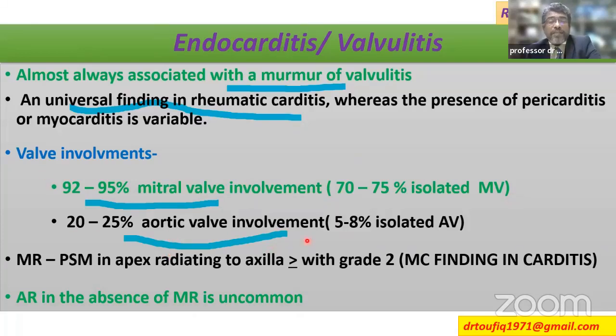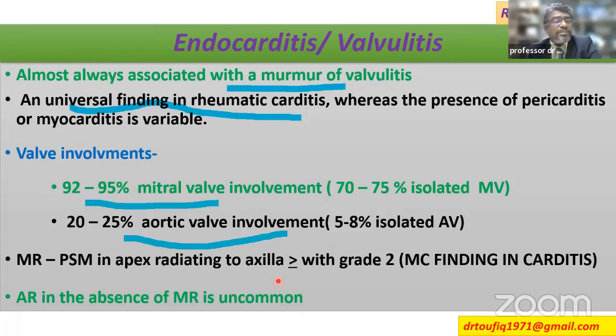So second to the mitral valve is the aortic valve that can be involved with rheumatic fever, and that may lead to the development of aortic regurgitation and also aortic stenosis. 5 to 8% of patients may have isolated aortic valve involvement, that is, without involving the mitral valve. Due to endocarditis or rheumatic valve involvement, the patient may have a pansystolic murmur at the apex radiating to the axilla. That indicates that the patient may have mitral regurgitation.